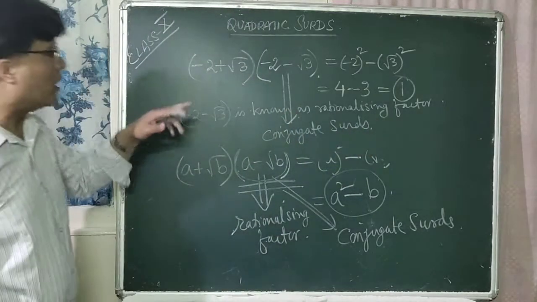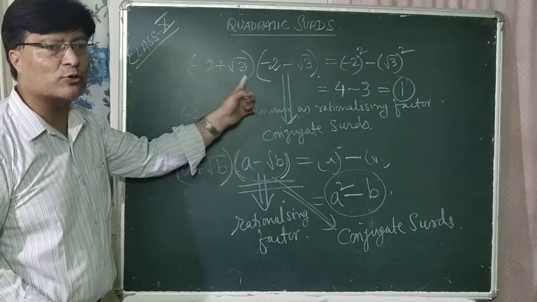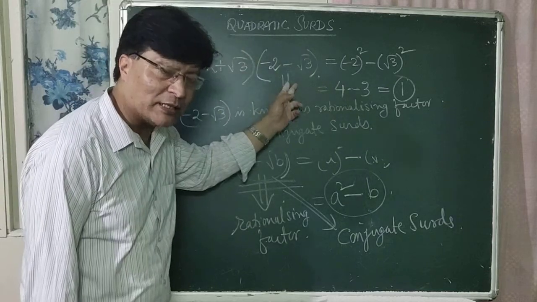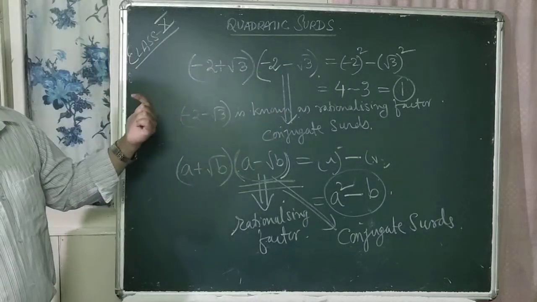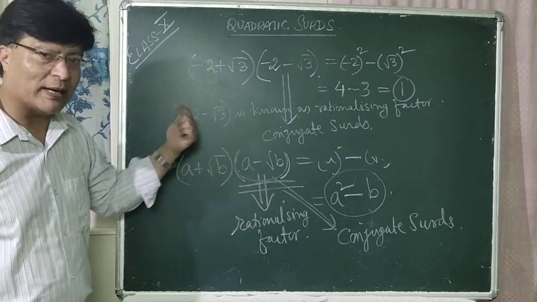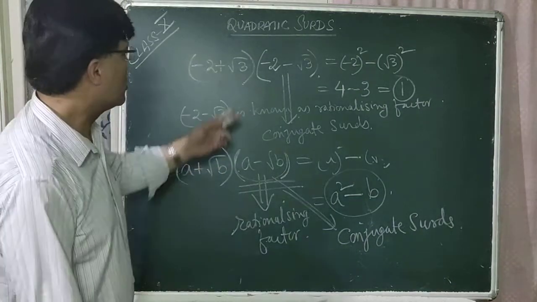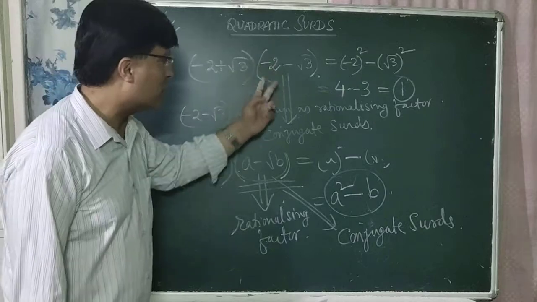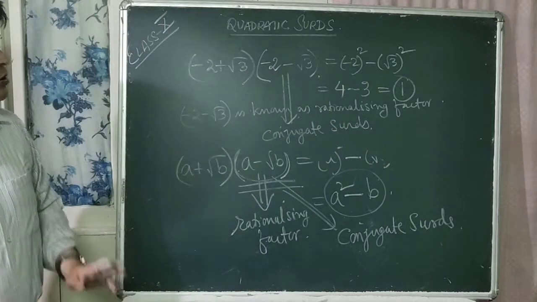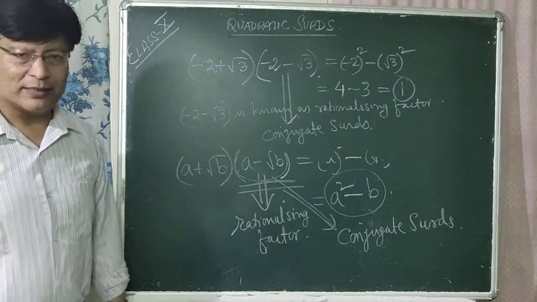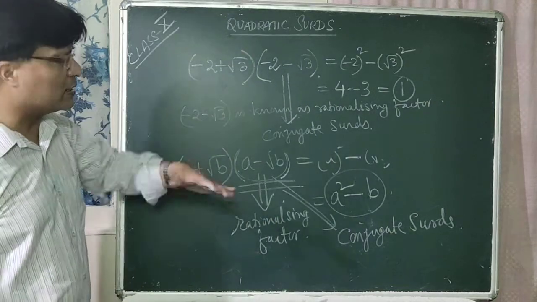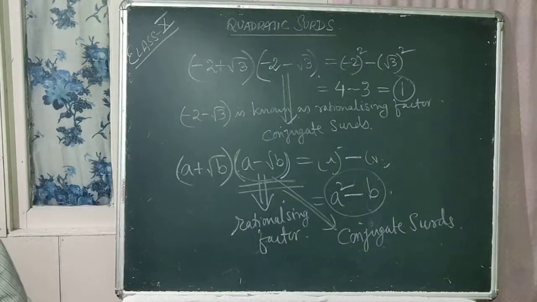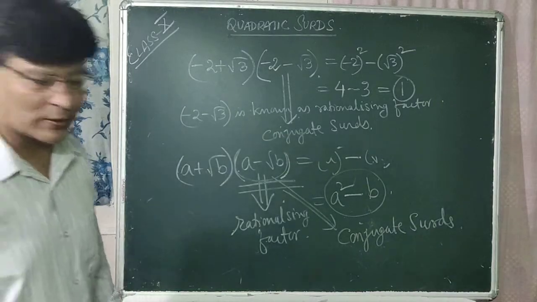So what is the conjugate surd of minus 2 plus root 3? We write minus 2 minus root 3. The rational part stays the same, and in the irrational part, if there is a plus sign we write minus, and if there is a minus sign we write plus. Is that clear? So this minus 2 minus root 3 is known as the rationalizing factor, or also as the conjugate surd. So these are all about quadratic surds. This is the beginning of quadratic surds. Now let's do some problems. I think you have understood it. Okay? Now we'll do some problems.